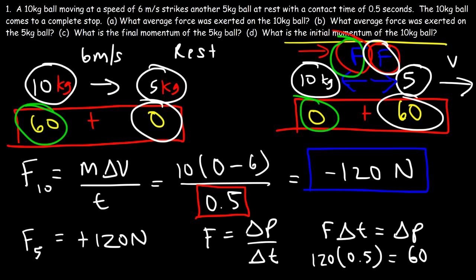And so that's it. Anytime a force is being exerted on an object, it's transferring momentum to that object. And the object that is striking the first object is losing momentum. So thus, momentum is always conserved for any collision.